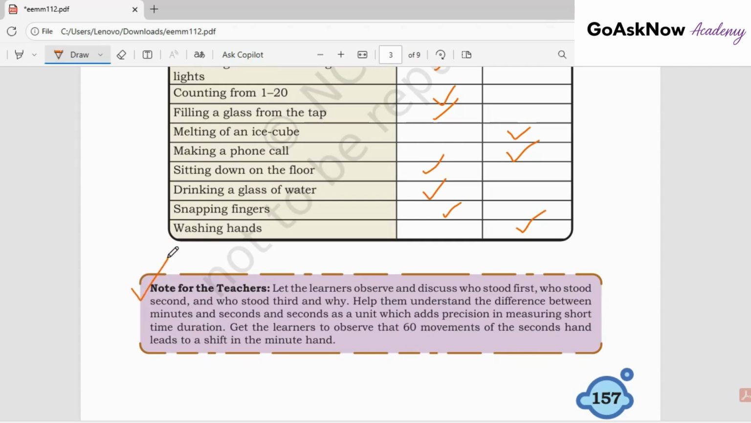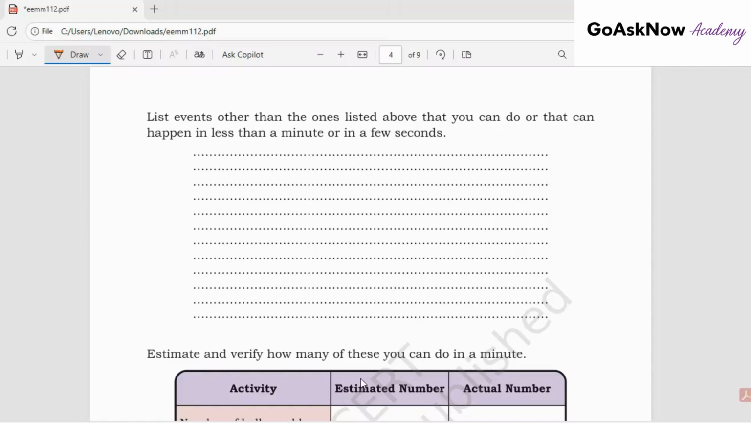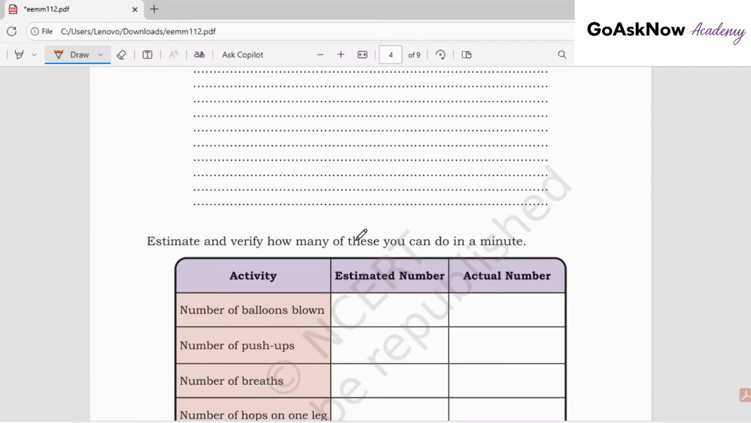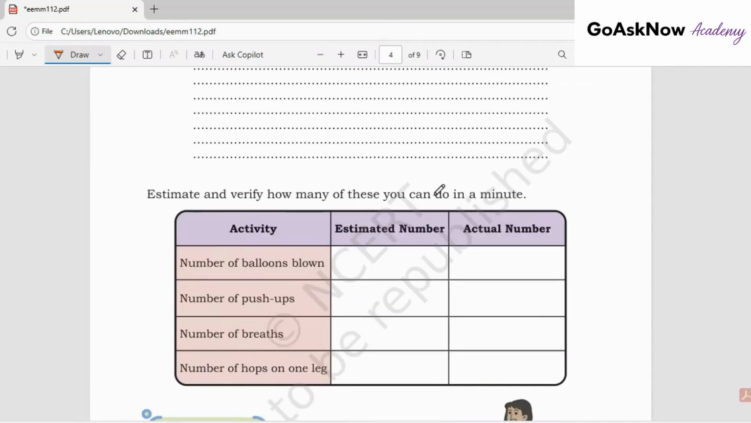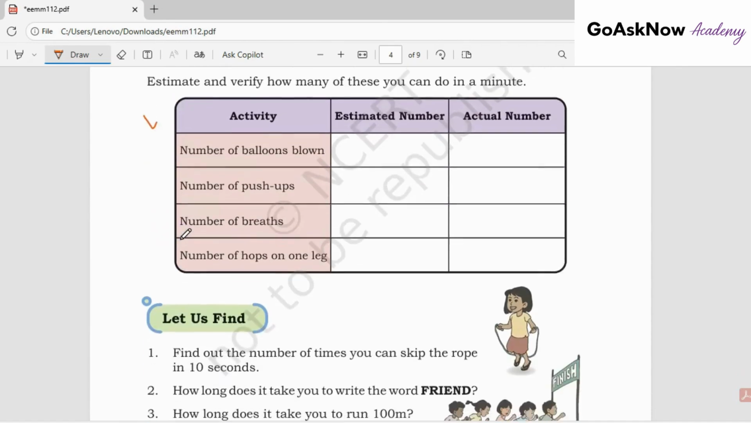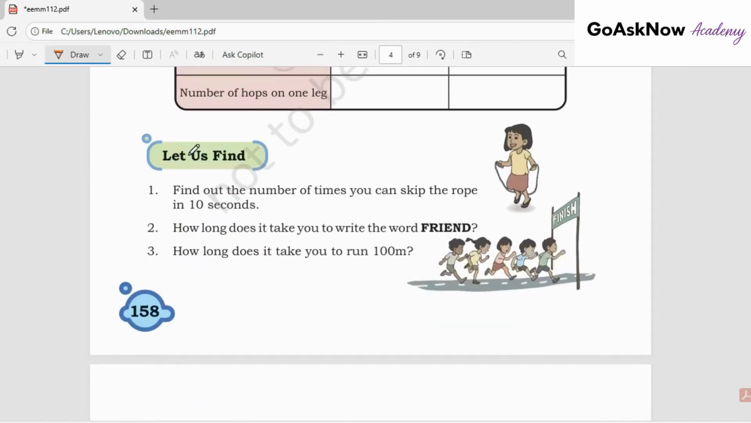This is an activity. Here, this is activity based. Estimate and verify how many of these you can do in a minute. This is also activity based. Okay, let us find out the number of times you can skip the rope in 10 seconds. It is a self activity. You need a stopwatch or count 10 seconds and then start skipping. It may differ from each other.